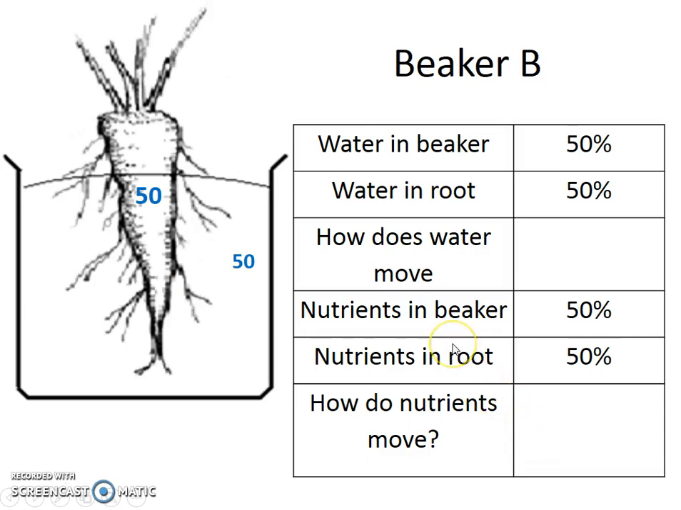Here's beaker B, a different scenario. Here we have water equal concentrations outside and inside. In this case, water won't move anywhere. Water moves passively. Plants don't expend any energy moving water. So it moves in and out freely. It doesn't move at all. However you want to say that here.